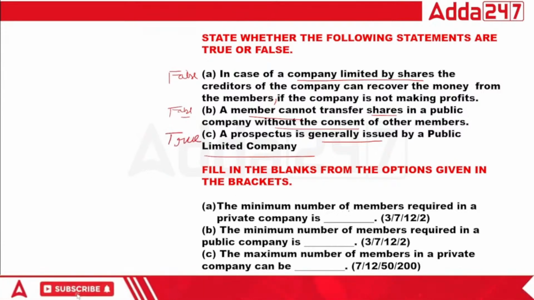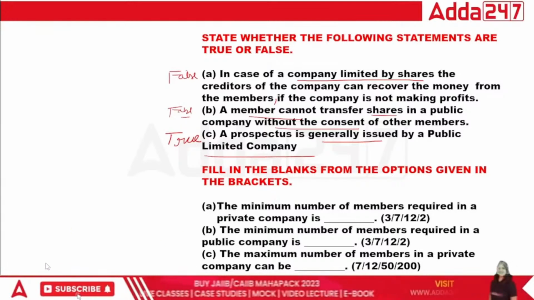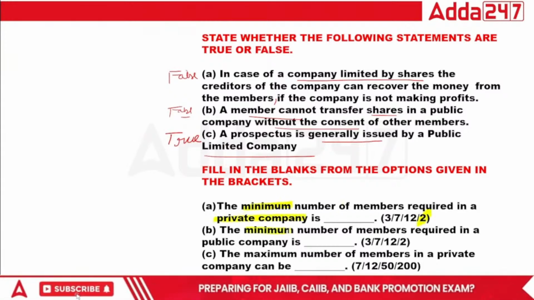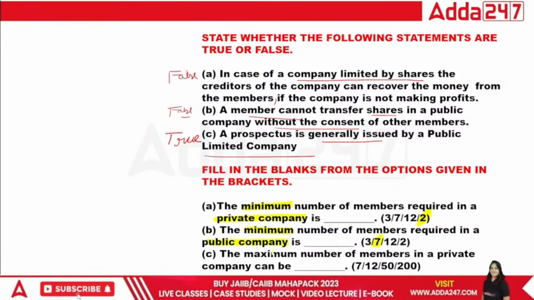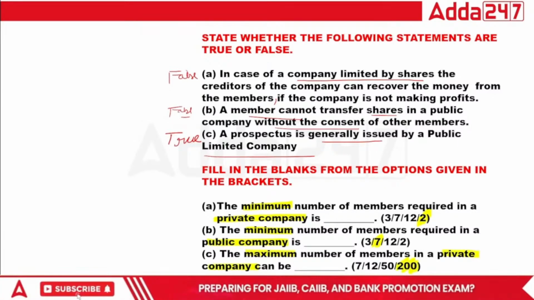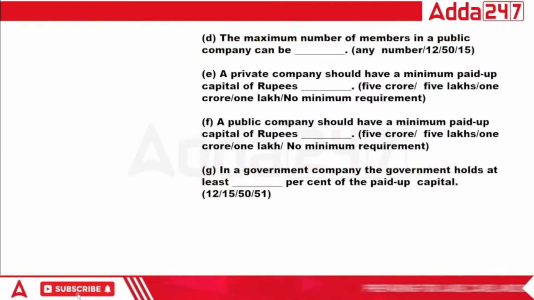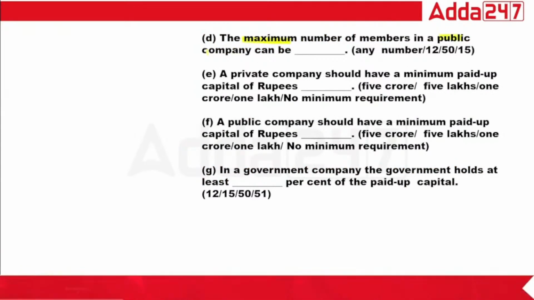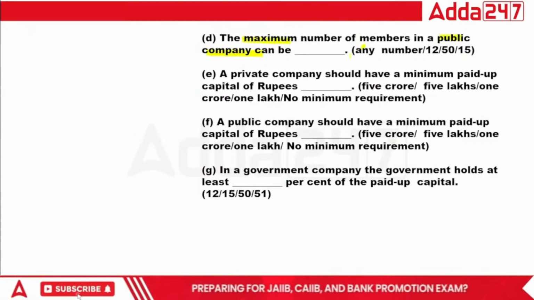Now, the minimum number of members in a private company is 2. The minimum in a public company is 7. The maximum in a private company is 200. Very simple questions. The maximum number in a public company is unlimited.